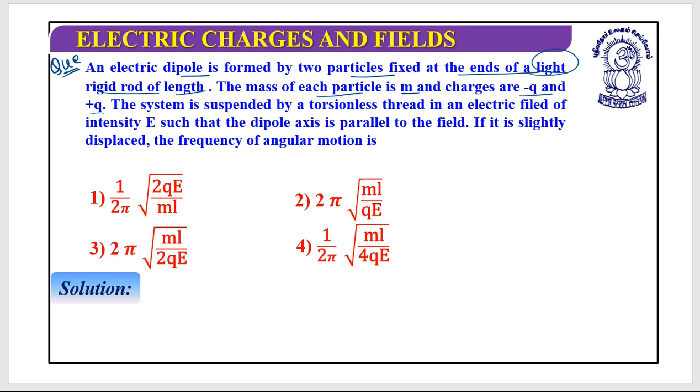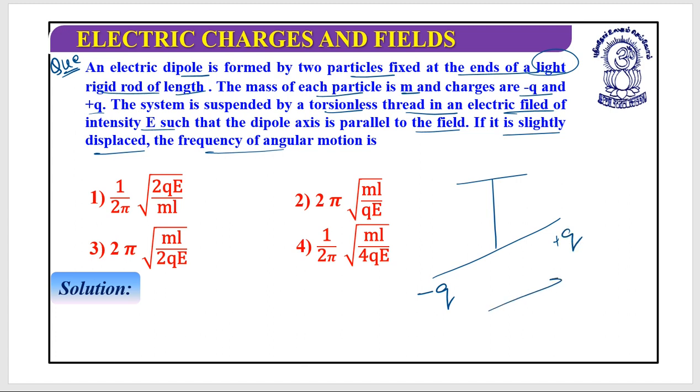And this system is suspended by a torsionless thread in an electric field of intensity such that the dipole axis is parallel to the field. If it is slightly displaced, the frequency of angular motion is. Okay, so let's have a rough sketch of it. This could be the situation. Let us suppose this is minus q, this is plus q. This is the direction of dipole moment, and this would be the direction of electric field.